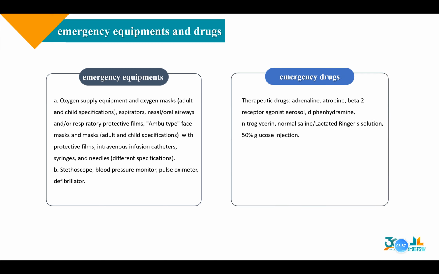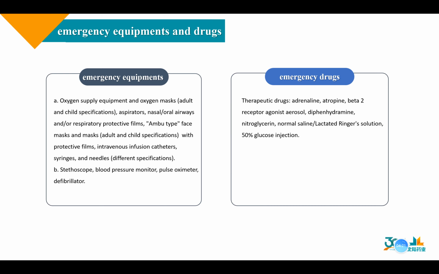Emergency equipment can include oxygen supply equipment and oxygen masks. Both adult and child specifications are required. Include nasal or oral airways or respiratory protective films, ambu-type face masks, and masks with protective films. Both adult and child specifications are required. Include intravenous infusion catheters, syringes, and needles. These need to have different sizes. Also include stethoscope, blood pressure monitor, pulse oximeter, defibrillator.